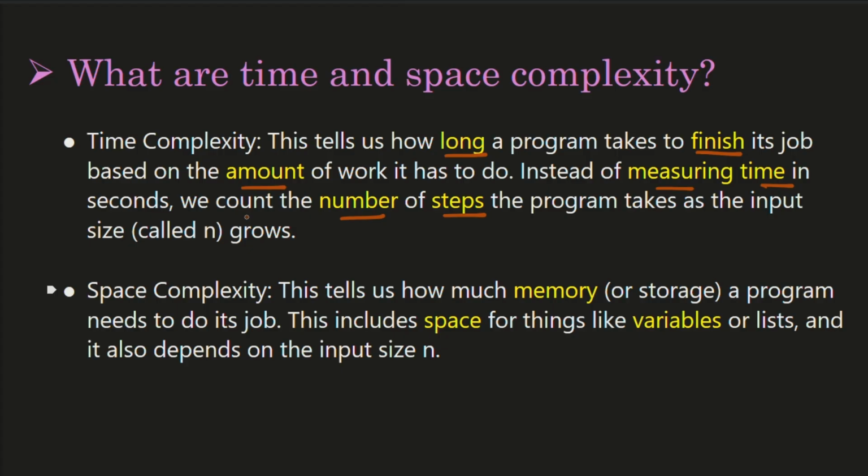Space complexity. This tells us how much memory or storage a program needs to do its job. This includes space for things like variables or lists, and it also depends on the input size N. Think of it like how many pitchers or cups you need to store your lemonade.